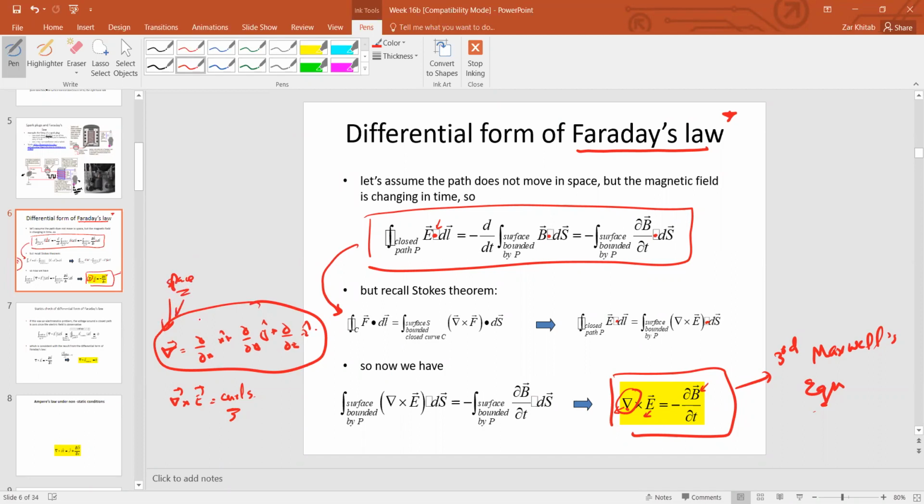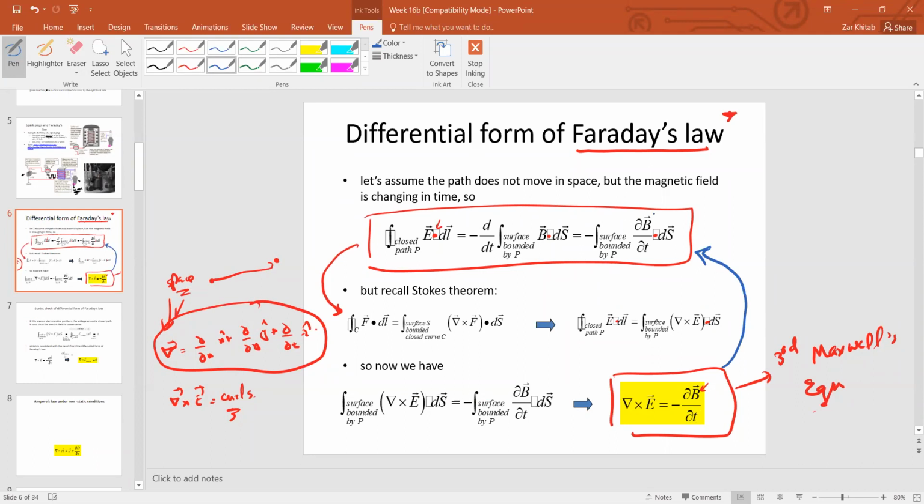Del operator is a change in the space, change in the position of a point to another position. See, from this point you change things to here. So partial by partial x, partial by partial y is change in the space. So if magnetic field is changing in time, you are going to get the changes in the electric field in the form of curls in space. That's the third Maxwell equation, or basically, this is an alternate form of the Faraday's law.